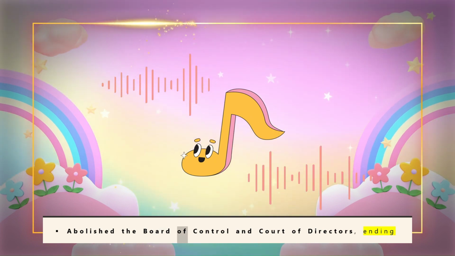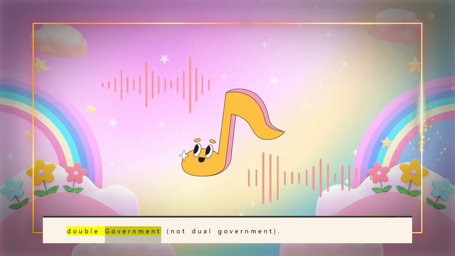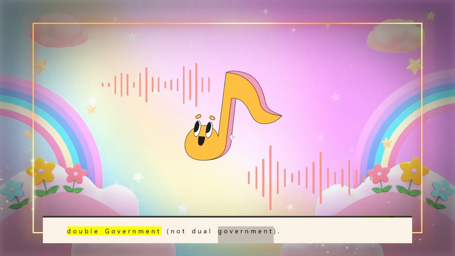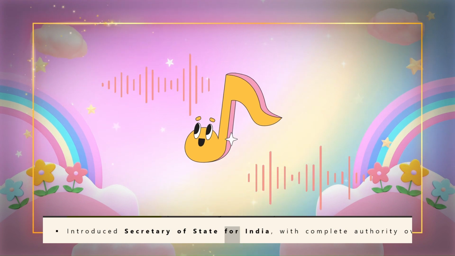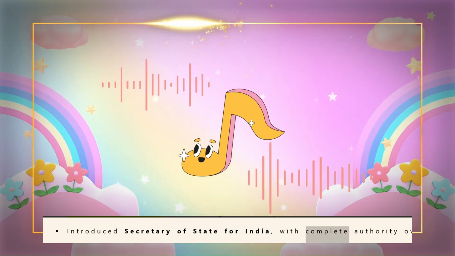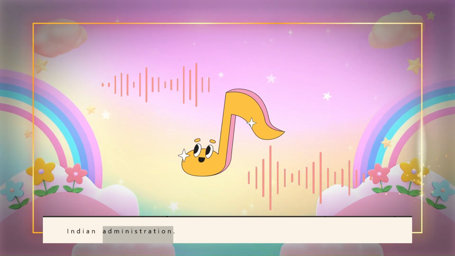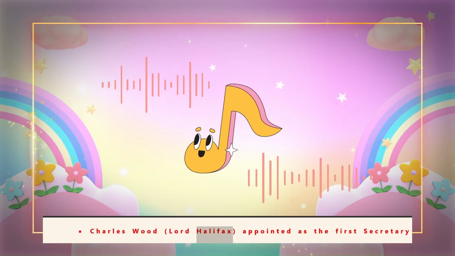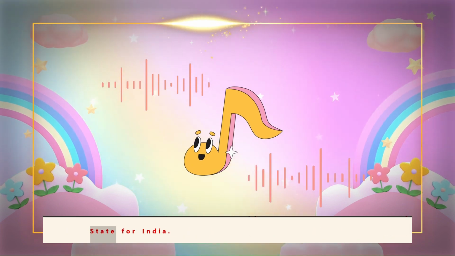It abolished the Board of Control and Court of Directors, ending double government, not dual government. It introduced the Secretary of State for India, with complete authority over Indian administration. Charles Wood, Lord Halifax, was appointed as the first Secretary of State for India.